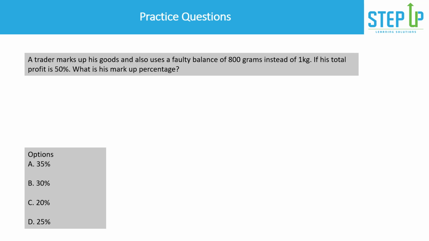Okay, now we already learned that what you do here is that you will say your markup, right, into what? Into your faulty balance effect, right? And this will be the total effect, right? And total effect is how much? 50%, right? Total profit, correct? So what will happen in this case? The markup is, let's say markup is X, into faulty balance, which is how much? 800 grams instead of a kg.